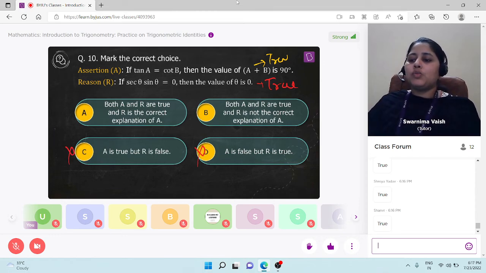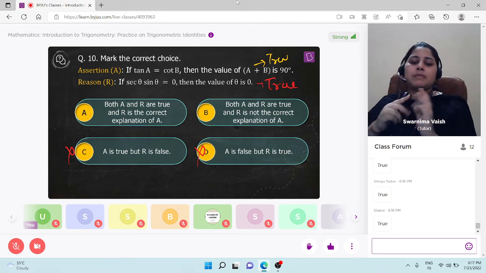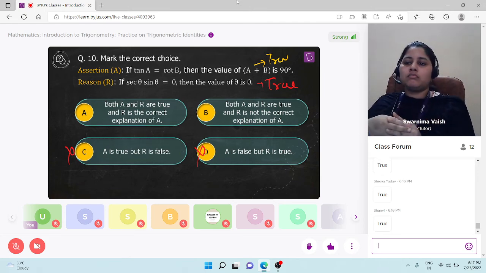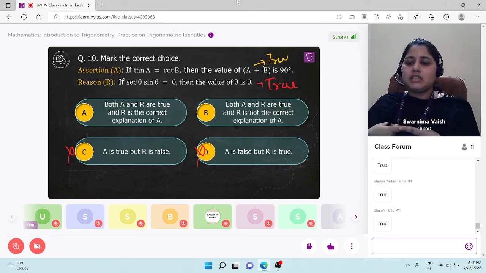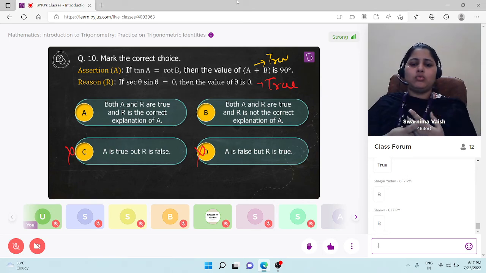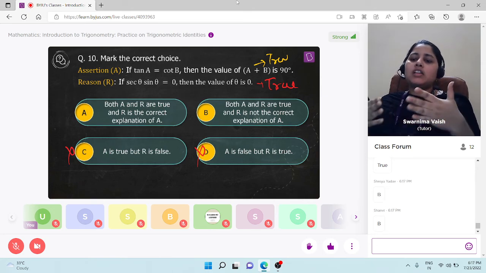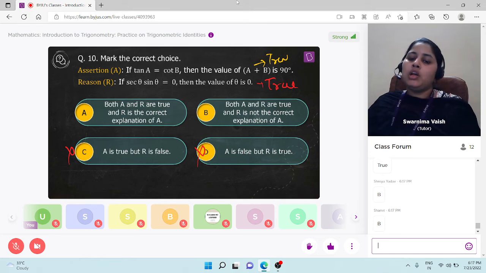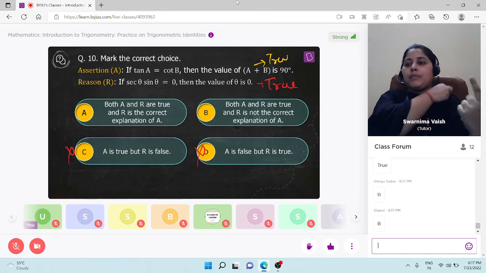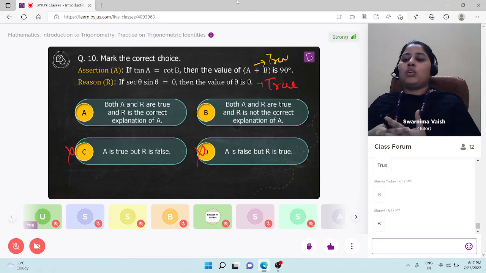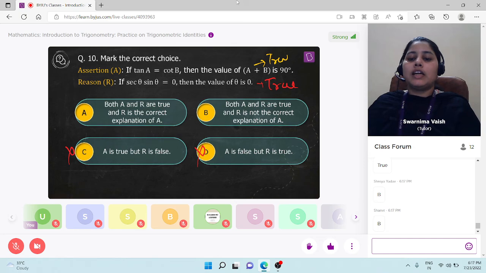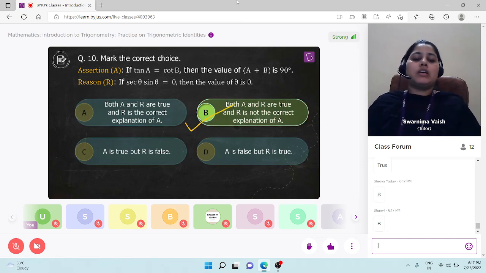Now between A and B, students, if you notice, are the two statements related to each other or not? I think no. Yes, students, these are two different statements. Both are true, but they are not related to each other. That's why both are true and the reason is not the explanation for the assertion. That's why option B will be the correct answer.